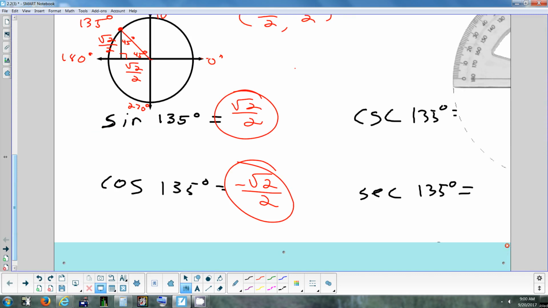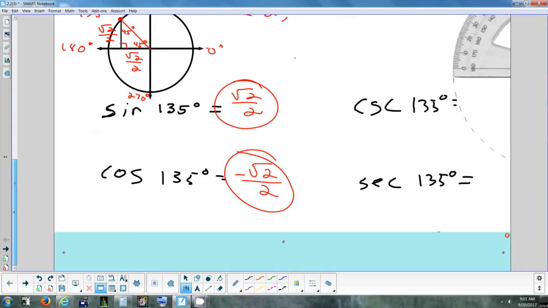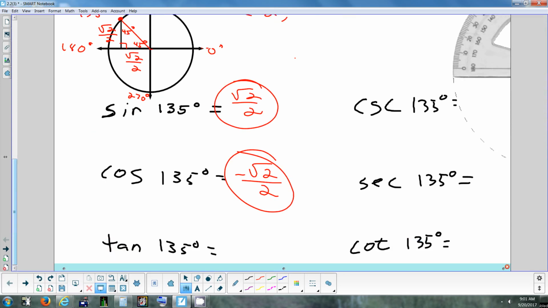And Molly, what about the tangent? Yeah, exactly. Because when you do the tangent, you're taking y divided by x. Well, y and x are the same, except one of them has a negative in front. So if you divide two numbers that are only different by a negative, you get negative 1.